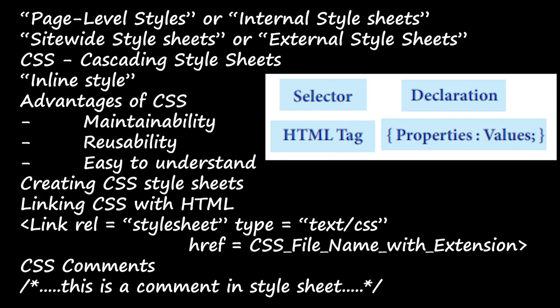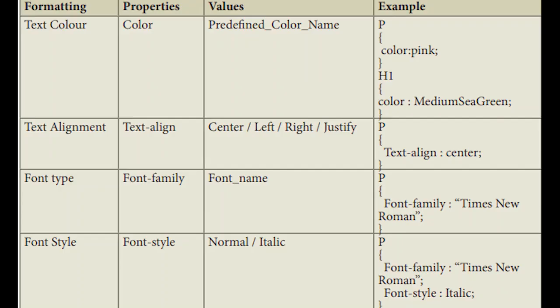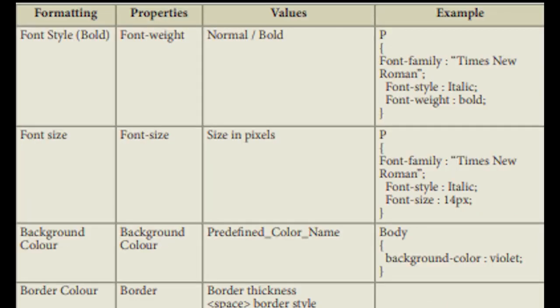And we saw about the text formatting properties. First formatting is text color. The property is color, and the value is a predefined color name you have to give, right? The next one is text alignment. Text-align, and the value is center, left, right, or you can give justify also, right? Next one, for font type, font-family, and you have to give the font name, right? The font style, you can give italic or normal. Font weight, normal or bold, right? Font size, you have to give the size in pixels, right?